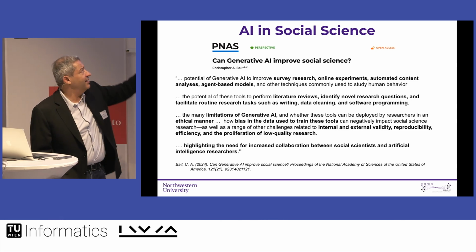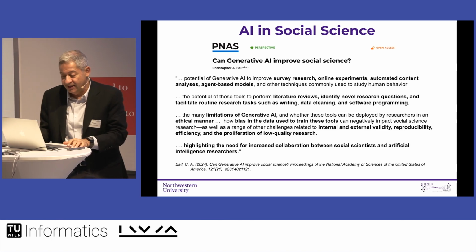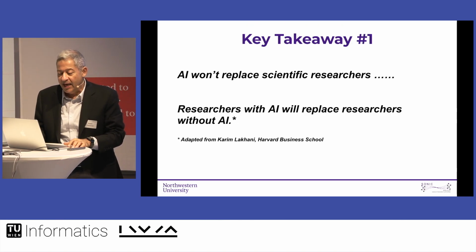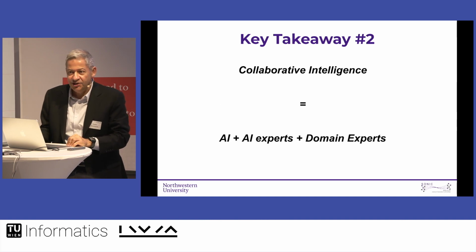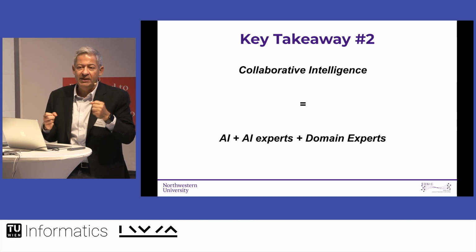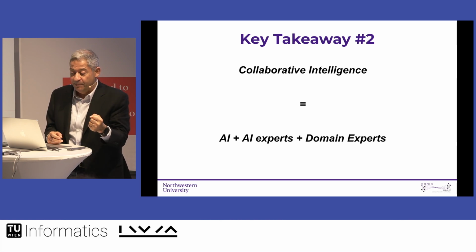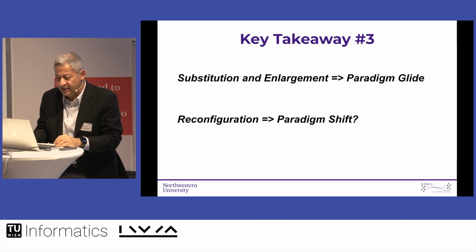But I think the last sentence is what I want to leave you with, and that is the need for increased collaboration between social scientists and AI researchers. So, 3 takeaways. AI won't replace scientific researchers, but researchers with AI will replace researchers without AI. Collaborative intelligence in terms of what we want to do, where we need people from CS and AI and people who are domain experts to go along with AI as part of the teams that we need in this area.